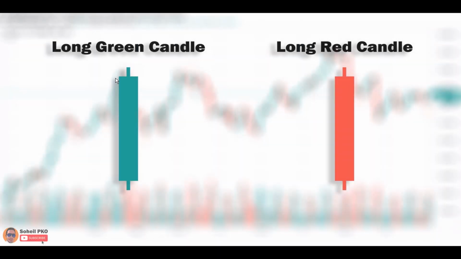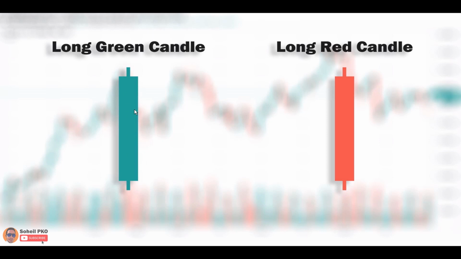Alright, let's begin with long candlesticks. Long green candles show strong buying pressure. We have a long body and small shadows, meaning that high and low are close to the open and close. The further the close is above the open, the stronger the pressure. It indicates that in that time period, buyers were very aggressive and pushed the price up significantly.